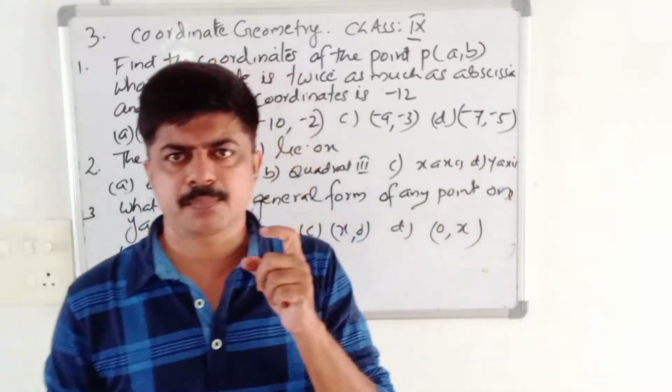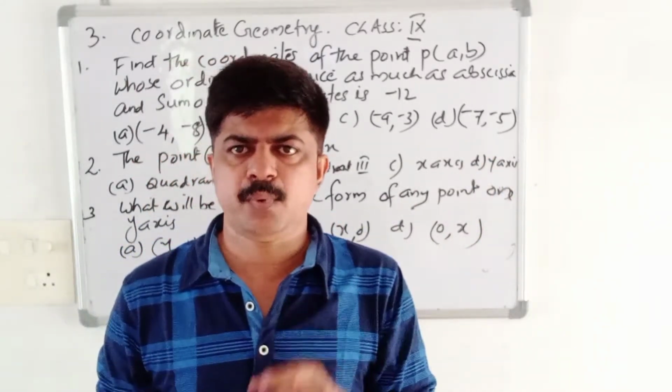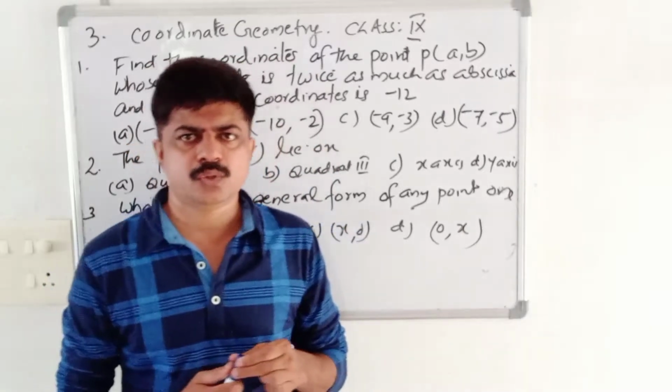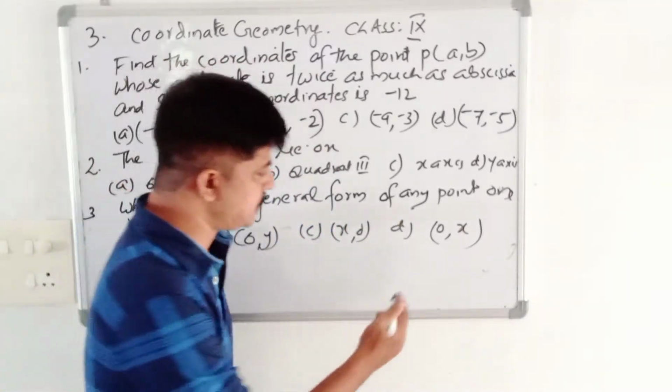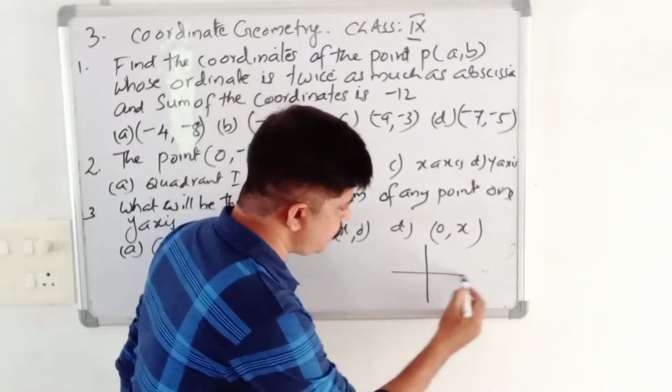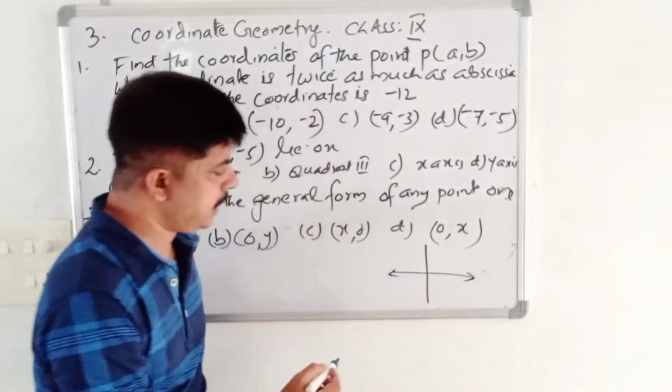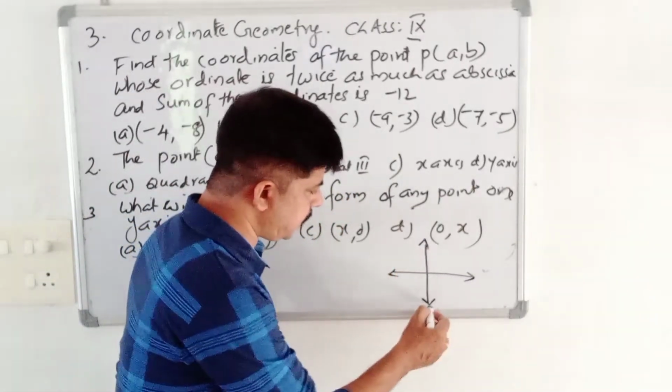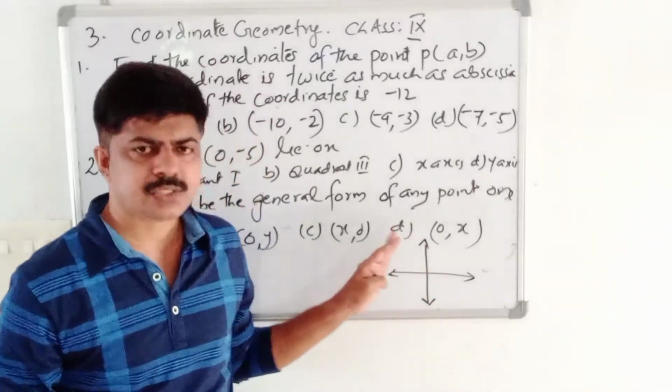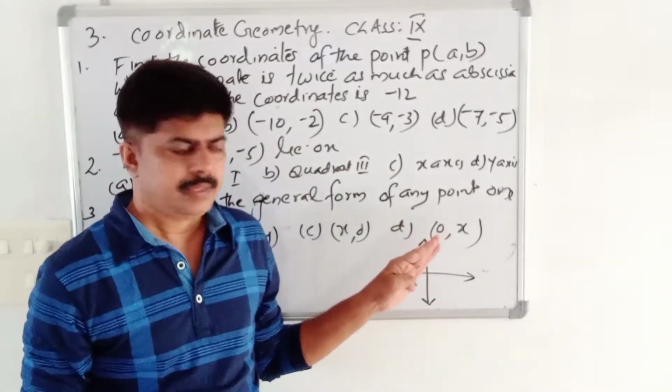Here we have to locate a point on a plane. To locate any point on a plane, we need to draw two lines that are perpendicular to each other. These two lines together are called coordinate axes. The plane is called the Cartesian plane.